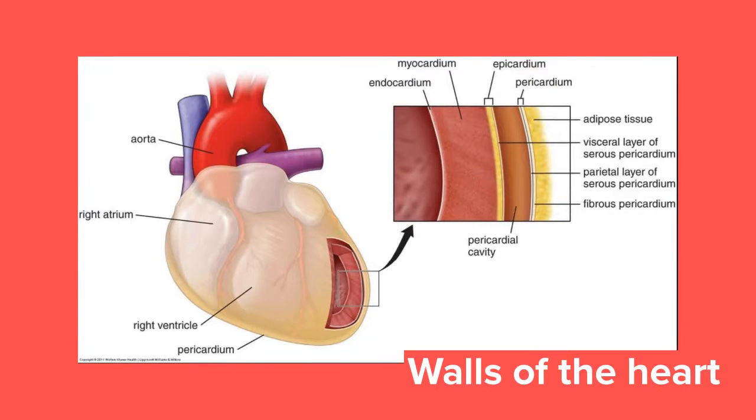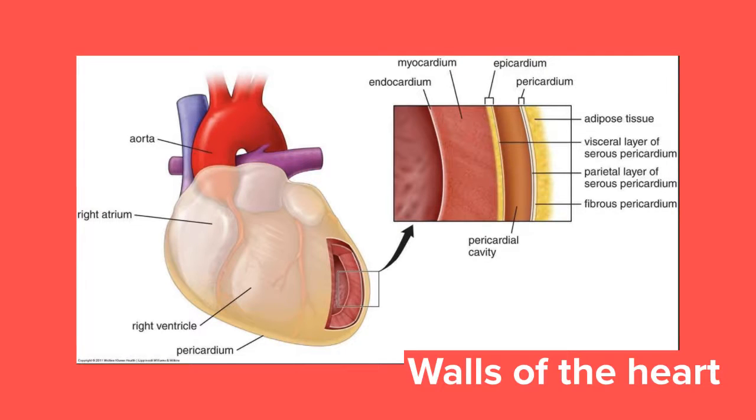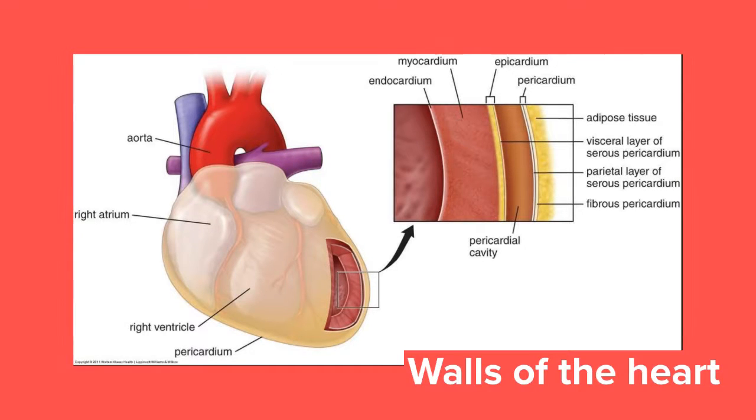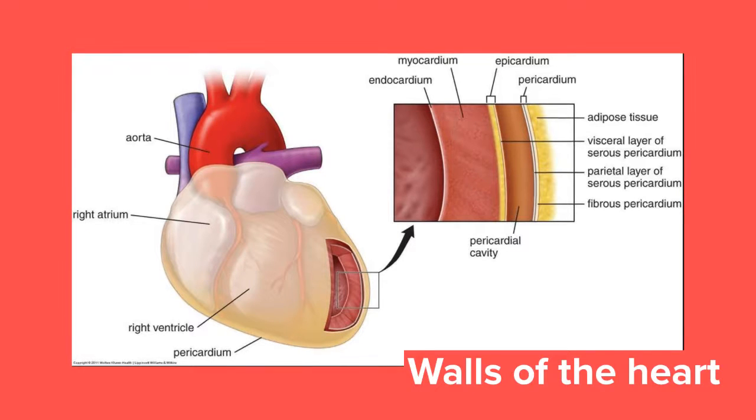Next we are going to see about the structure of the heart. Usually the heart wall is made up of 3 distinct layers: pericardium, myocardium and endocardium. First we are going to see about the pericardium. Pericardium is the external layer of the heart. This external layer again consists of 2 layers, that is the visceral and parietal layer.